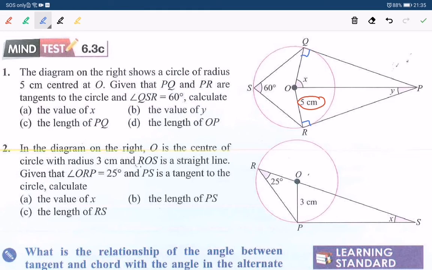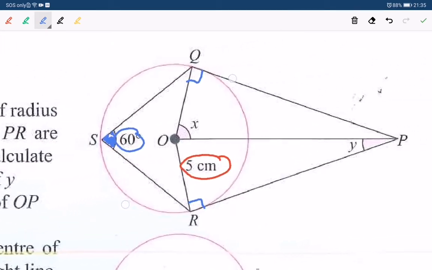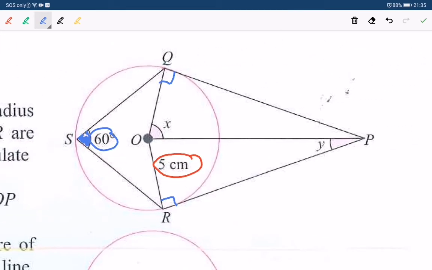Given that PQ and PR are tangent to the circle and the angle of QSR equals 60, here the angle is 60. First, we look at question A. Calculate the value of X. Okay, we need to calculate the value of X. Let's look at the figure. Where is the X? X is here.